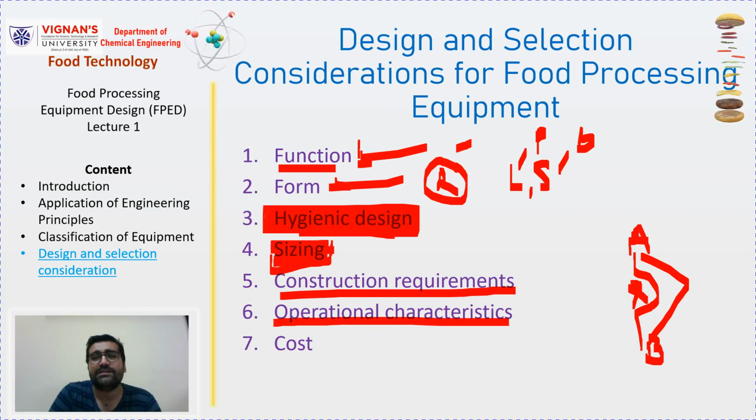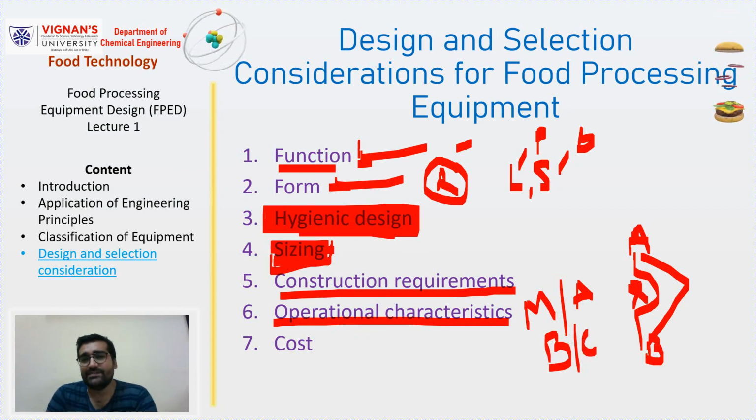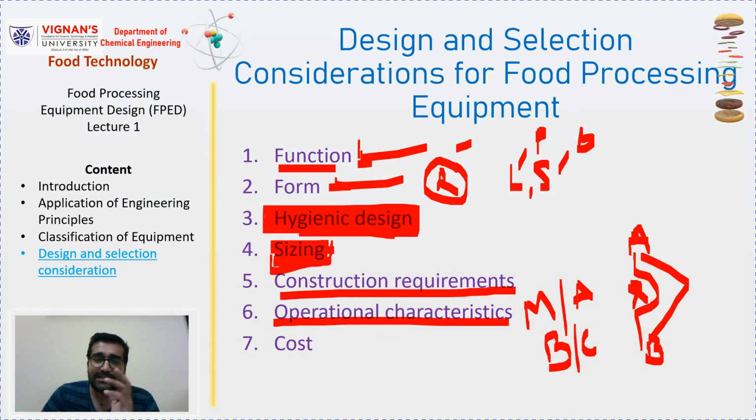Next comes the operational characteristics. Basically, either we are going to design a manually operated equipment, or we are going for an automatically operated equipment. Our equipment is a batch type or a continuous type. All those operational characteristics, we have to see and design accordingly. So lastly, the cost.